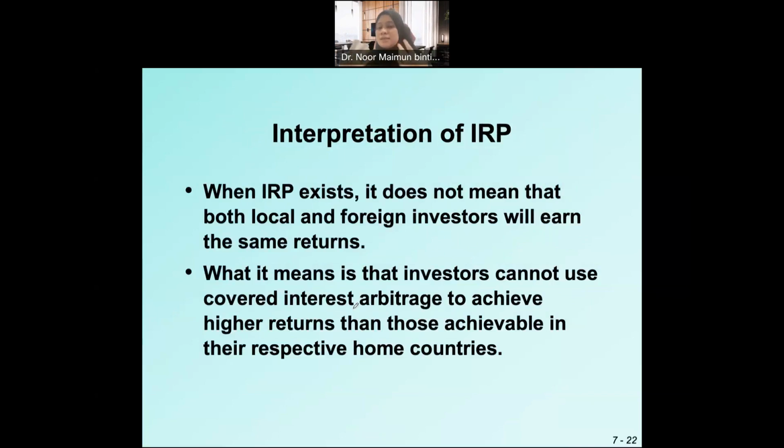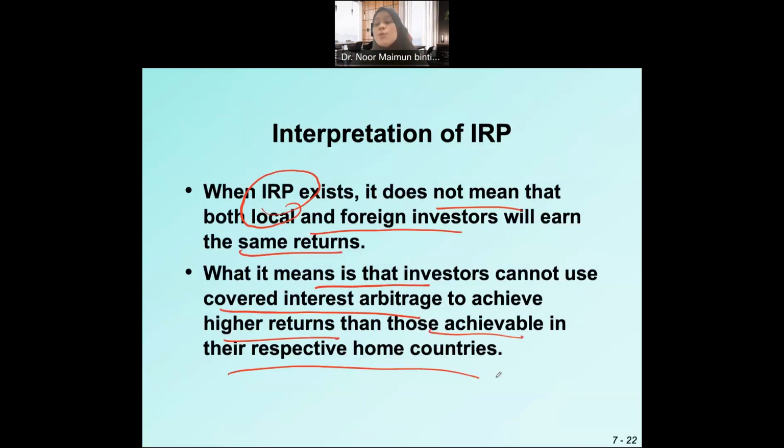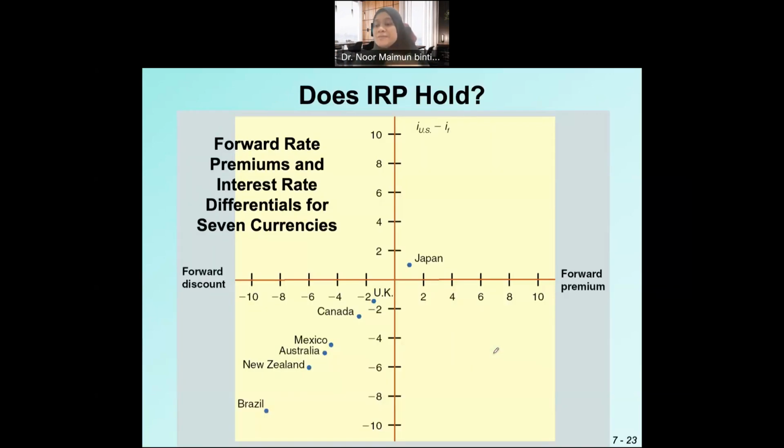So when IRP exists, what does it mean? It does not mean that both local and foreign investors will earn the same return. No. What it means is that investors cannot use covered interest arbitrage to achieve higher returns than those achievable in their respective home countries. So interest rate parity explains that no party will get extra profit. All of the transactions will be offset. Does interest rate parity hold?